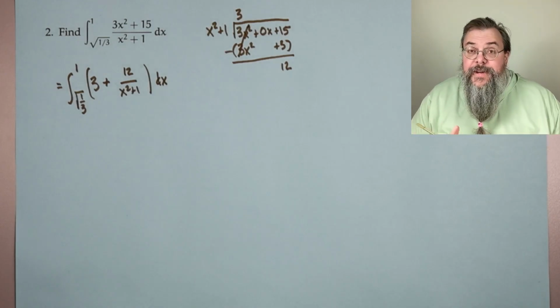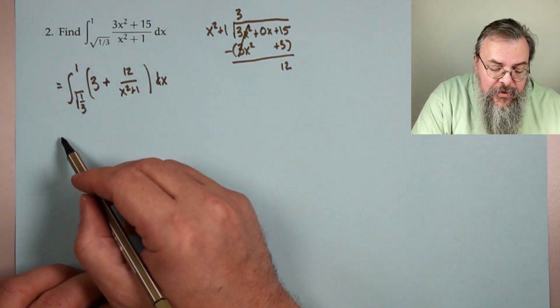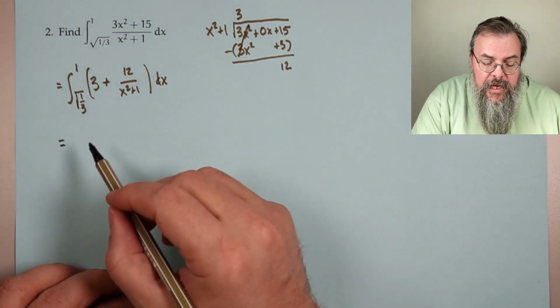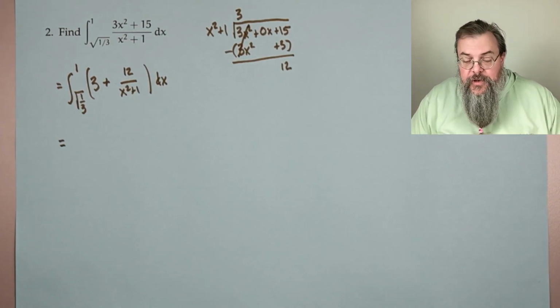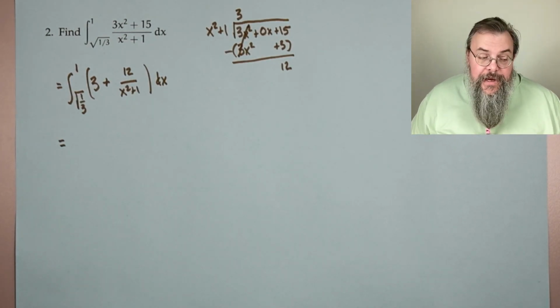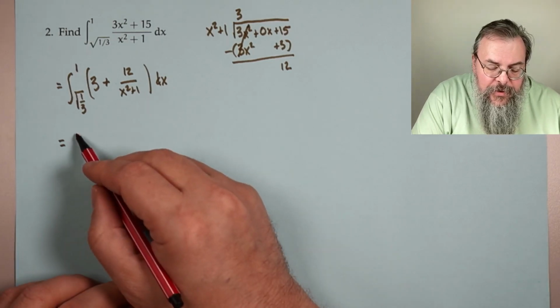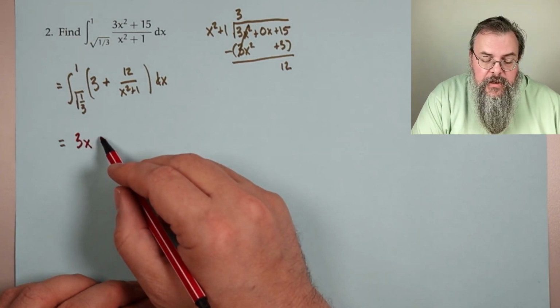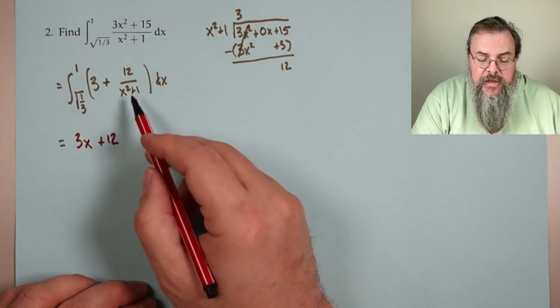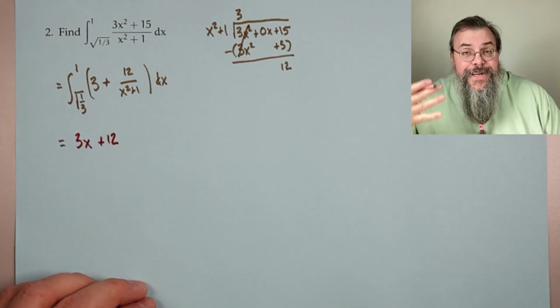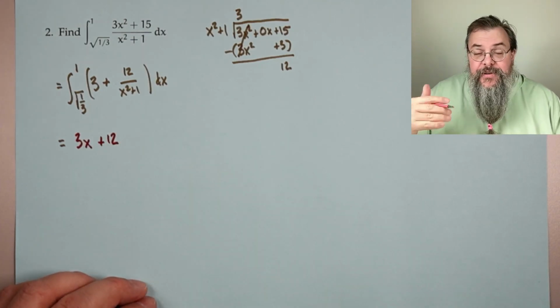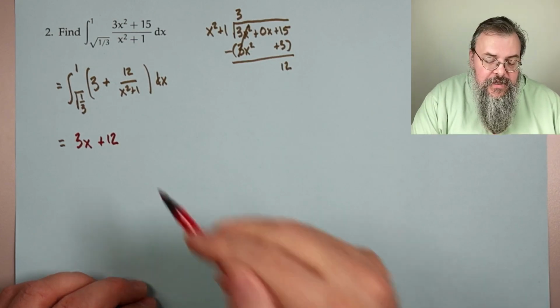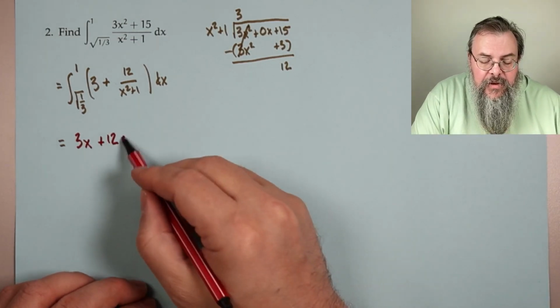Now, let's integrate. Each one of these pieces is something that we can integrate. The integral of 3 is 3x. All right, well, that's good. What about the 12 over x squared plus 1? Well, the 12 comes out, and the integral, now here when I'm using the word integral, I really mean antiderivative. They're interchangeable in many cases. It's arctangent.